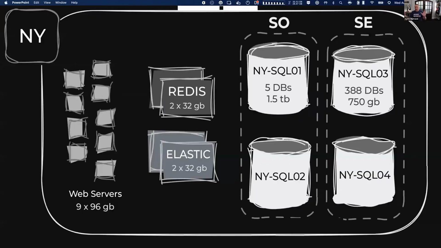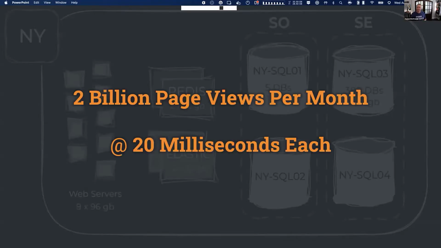So if you think about this setup, right? 9 web servers with 96 gigs of RAM, 2 Redis instances and 2 Elastic instances with 32 gigs of RAM each, and then primaries and secondaries with 1.5 terabytes and 768 gigs of memory. And that's 2 billion page views a month at 20 milliseconds per render, which is a number that just blows me away. I work here and I just think it's phenomenal.